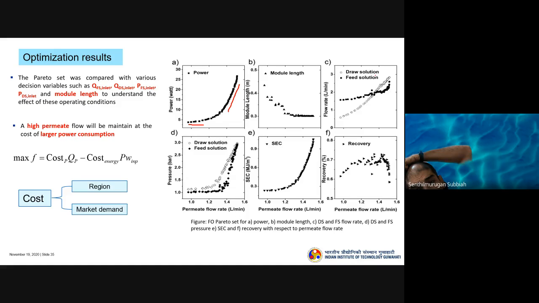And then similarly, module length also, and then the draw solution and feed solution flow rate, and how they vary with respect to permeate flow rate, and then draw solution and feed concentration, and specific energy consumption. If you look, the specific energy consumption is also conflicting. When you are increasing the permeate flow rate, specific energy consumption is increasing, because we need low specific energy consumption and at the same time a very high permeate flow rate. But that is not happening, which is conflicting. If you try to increase the permeate flow rate, the specific energy consumption tries to increase, but to some extent it is constant. Similarly, here also power. That's why we call these conflicting objectives.